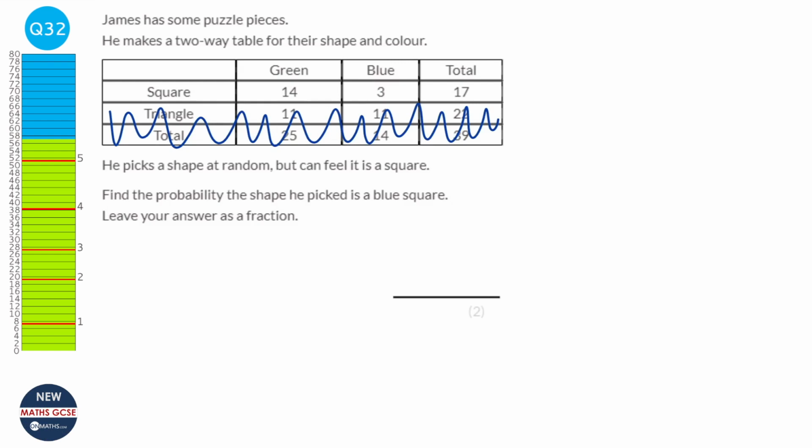And the question asks, what is the probability that the square is blue? Well, there are 3 blue squares, so it will be 3 over, and how many are there in total? Well, it says the total is 17. So the answer is 3 over 17.